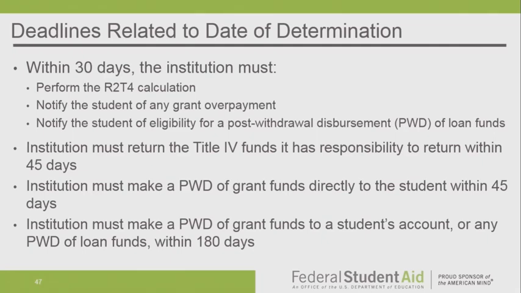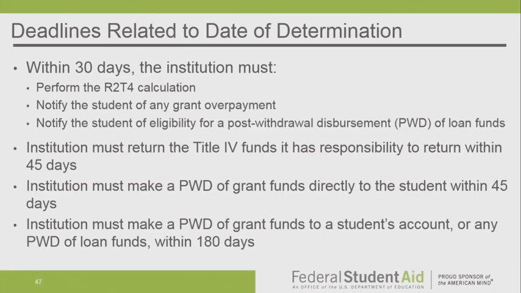So really, you don't want to wait and use up that whole 30 days. You want to do the R2T4 calculation as soon as you can after you make the date of determination, because you rely on other people in your school to also coordinate with you to meet these deadlines. So make sure you've highlighted and marked and are aware of these deadlines. 30 days to make the calculation and make the notifications, 45 days to return the funds. If there's a post-withdrawal disbursement, you owe the student money that he earned even before the withdrawal, and you have to make that post-withdrawal disbursement of grant funds. You also have to do that within 45 days of the date of determination, not the date of the calculation.